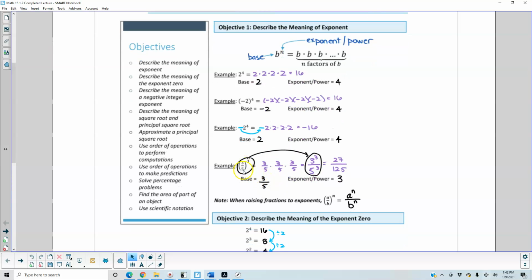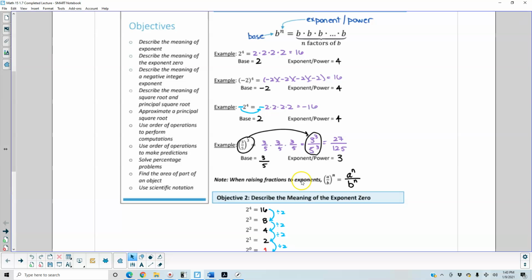Next example, we have 3/5 raised to the 3rd power. The base is 3/5. The exponent power is the value of 3. That means we need to multiply 3/5 times 3/5 times 3/5. That's 3 factors. So that means 3 to the 3rd power over 5 to the 3rd power. Well, 3 to the 3rd power is equal to 27. 5 to the 3rd power is 125. So 27 over 125 is the result. Now, when raising fractions to exponents, a over b to the nth power, we can say that this is a to the nth over b to the nth power.